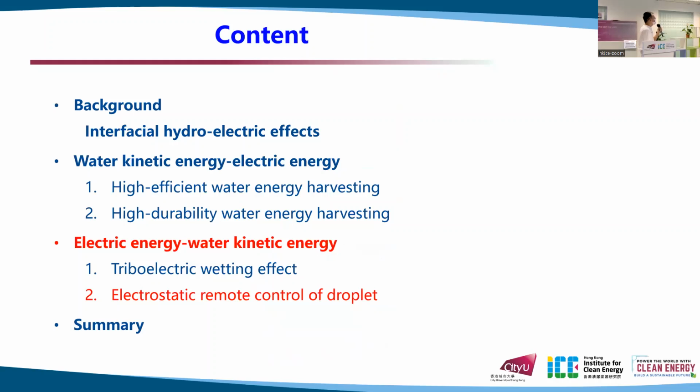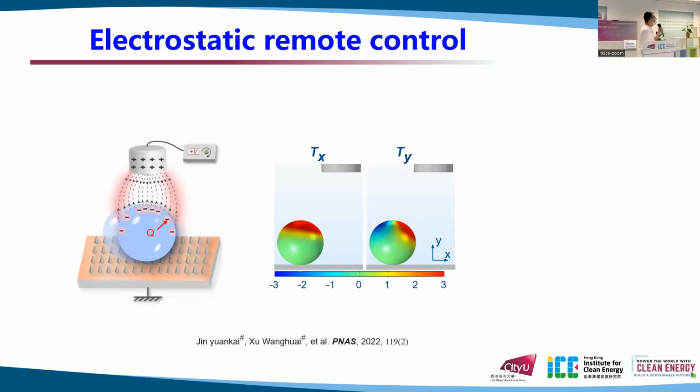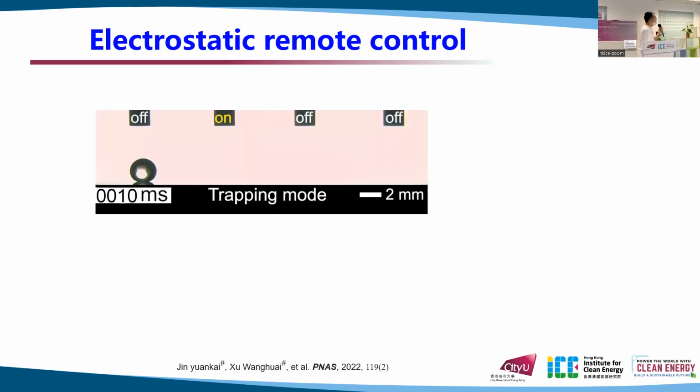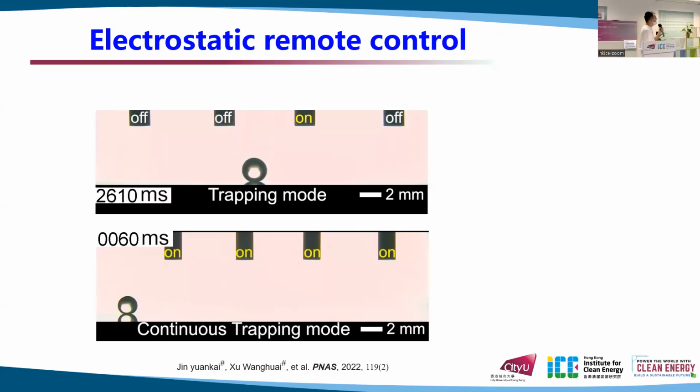In addition to the triboelectric wetting effect, we also proposed electrostatic remote control of droplets. We applied a high voltage on the electrode that is closer to the droplet placed on a superhydrophobic surface. The opposite polarity charge can be induced in the droplet, and an attraction force can be formed between the droplet and the electrode. With the electrode array, we can achieve long-distance droplet transportation, including in the trapping mode and in the continuous trapping mode.